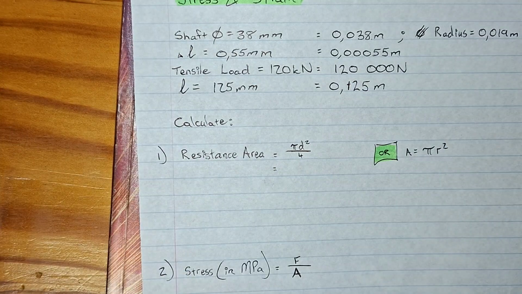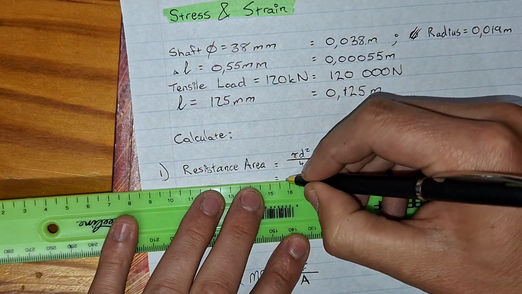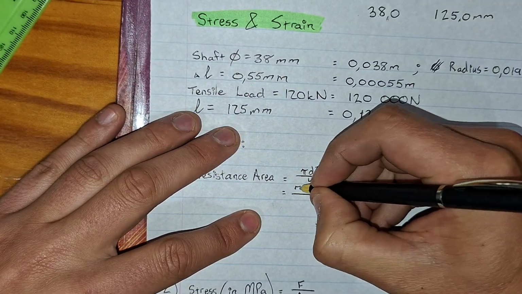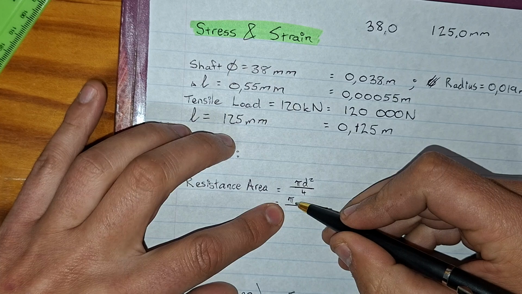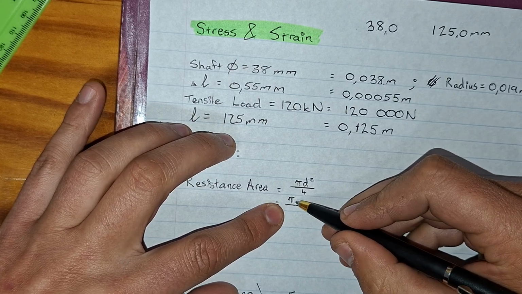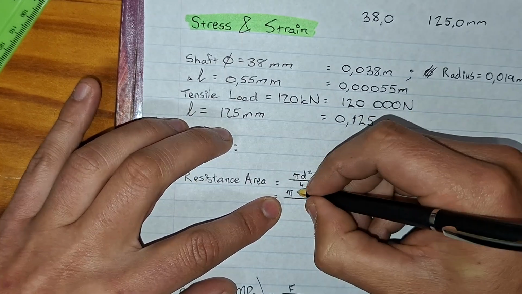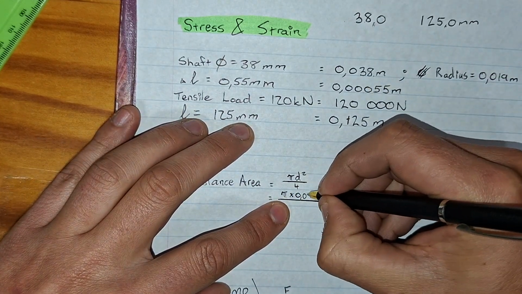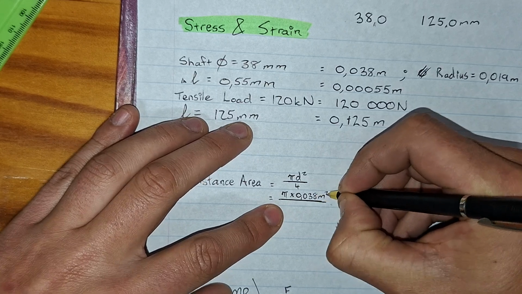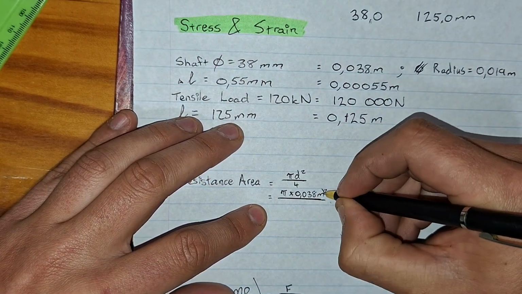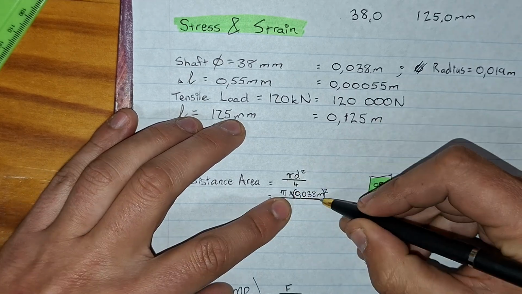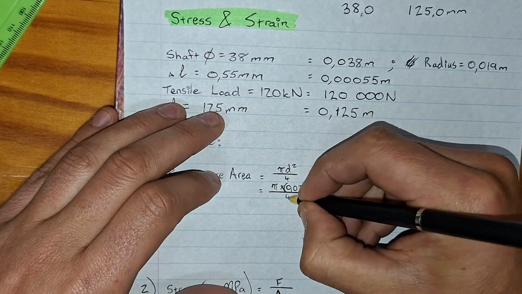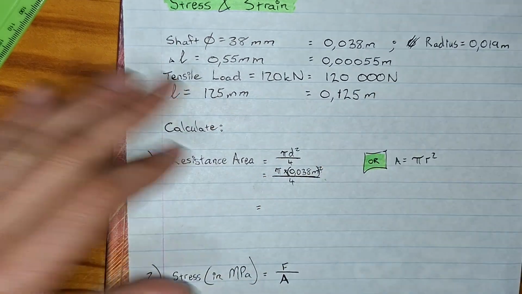Firstly, if we do it this method, it will be area equals pi times diameter squared divided by 4. So pi, you will be using that same value in your calculator, and then times 0.038 meters squared. Squared is outside of the brackets because it was still a meters value. We need to square this value, divided by 4, which will give us an answer.